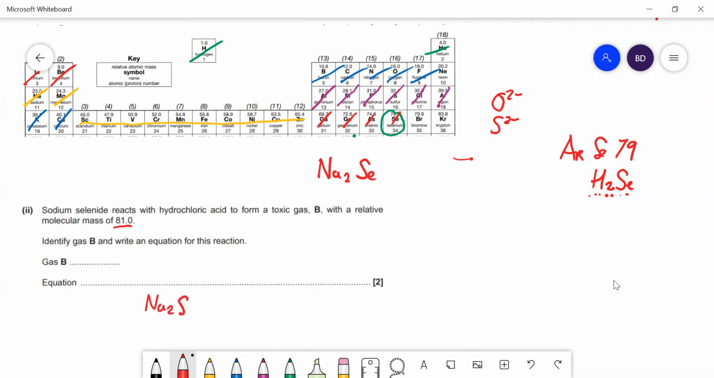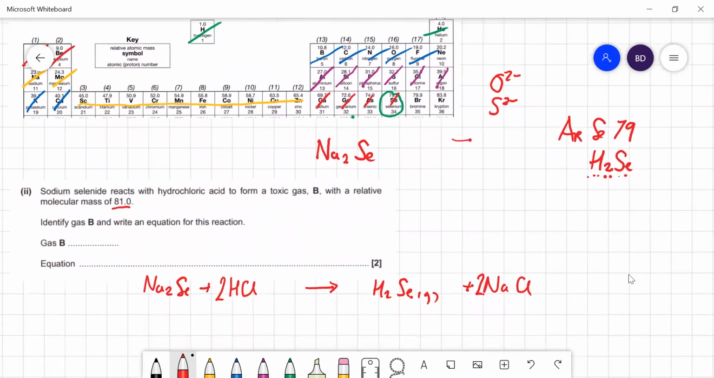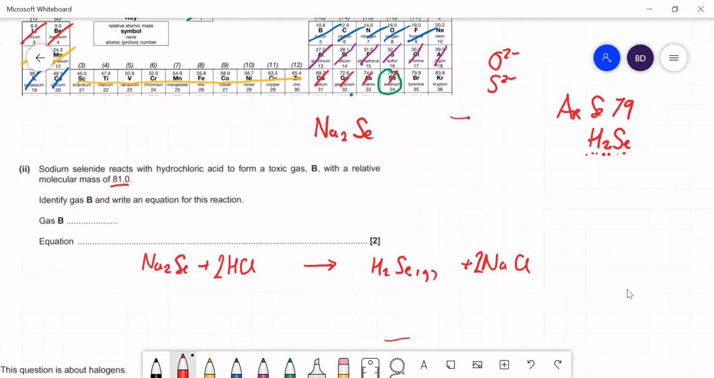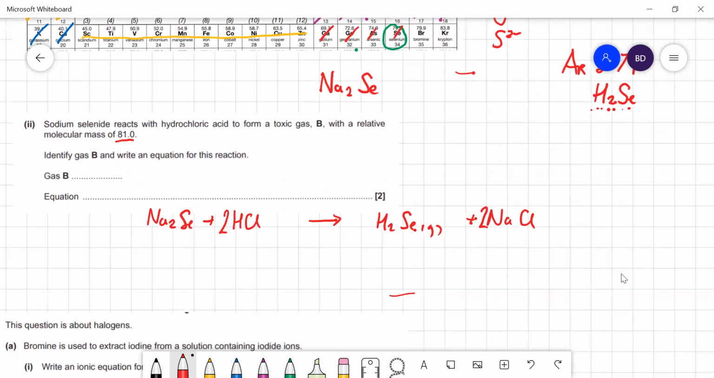Right, so we're going to have Na2Se. It's going to react with hydrochloric acid, not water, to form H2Se, that's the poisonous gas. And we need 2 of those. What's going to be left over? It's obviously going to be 2 sodium chlorides. There we go. It's actually an acid-base reaction. I think this Se2- is behaving as a base, accepting H+ ions from the hydrochloric acid. We don't need to say that though.